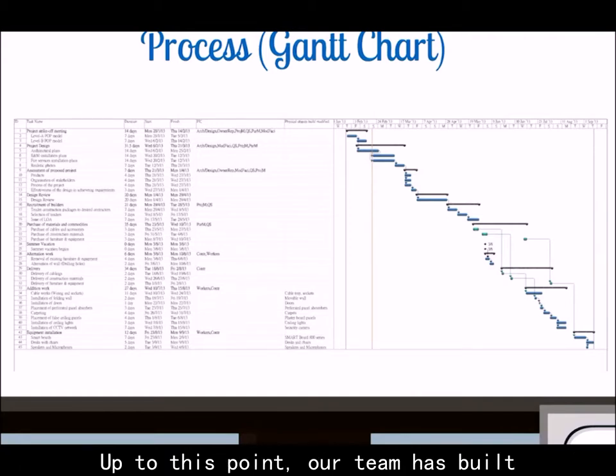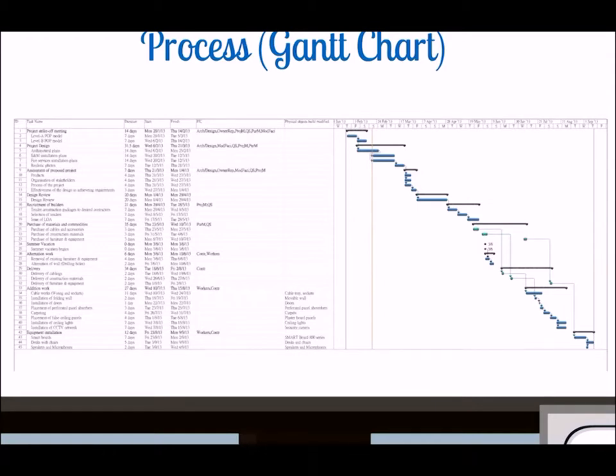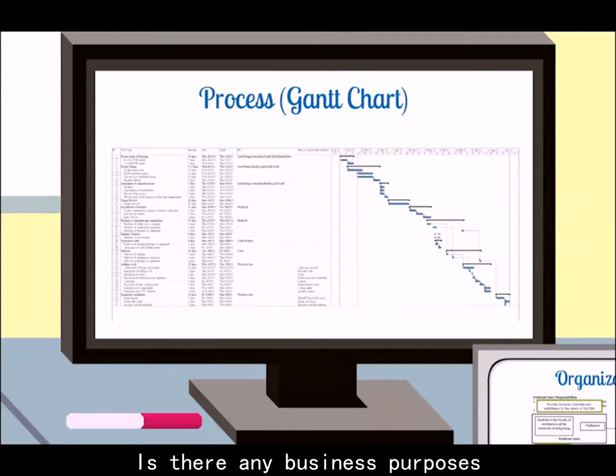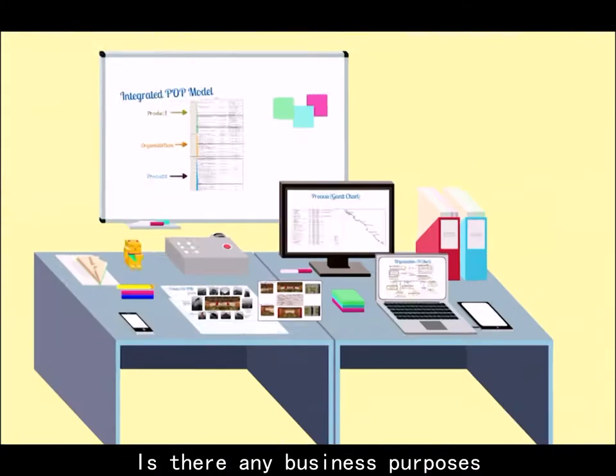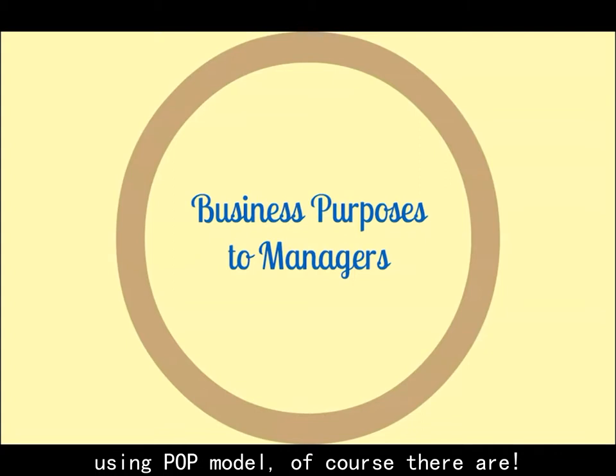Up to this point, our team has built a POP model, a 3D BIM model, and an organization model, which is indicated by a red vertical line. After talking so much, is there any business purpose in using POP models? Of course there are.